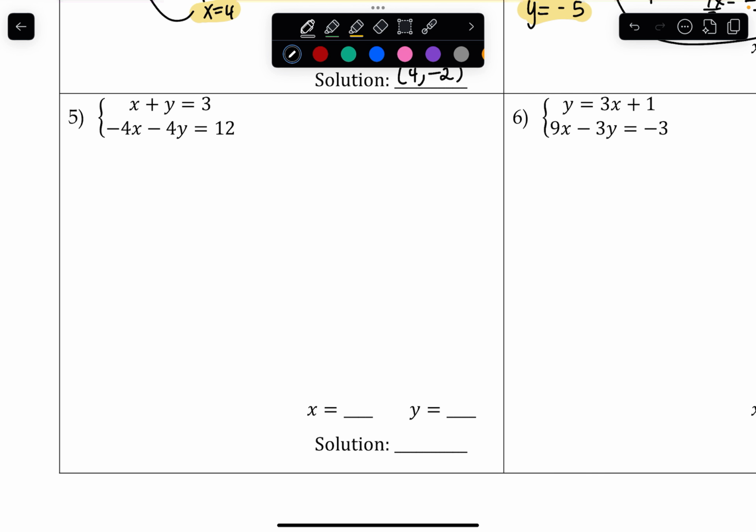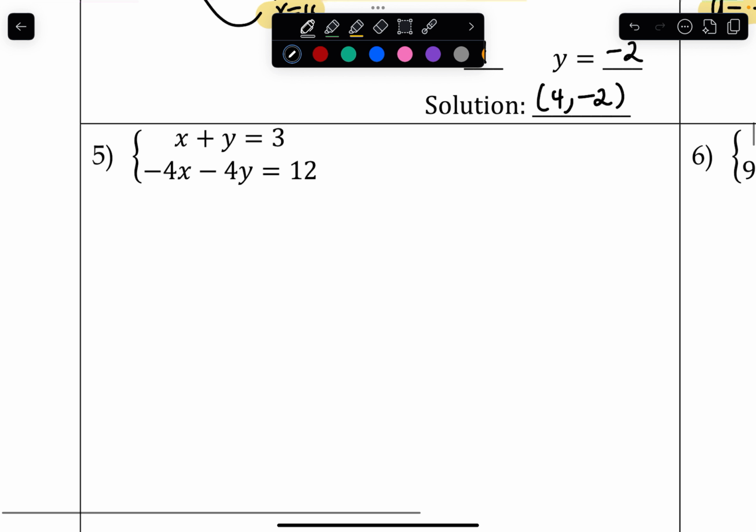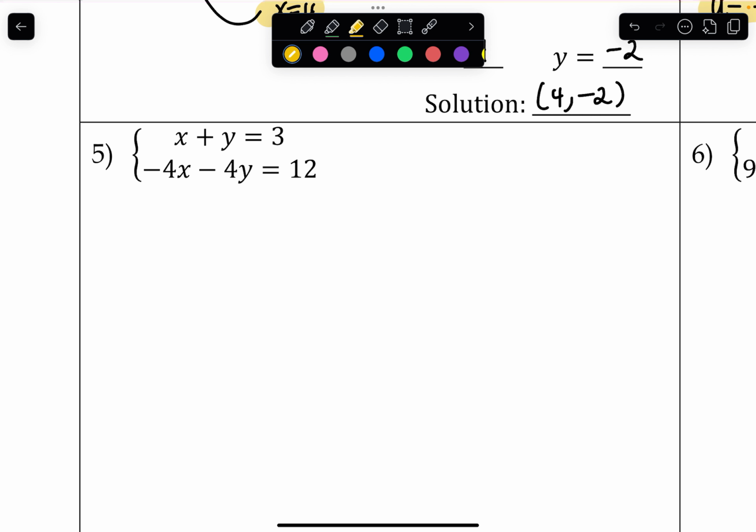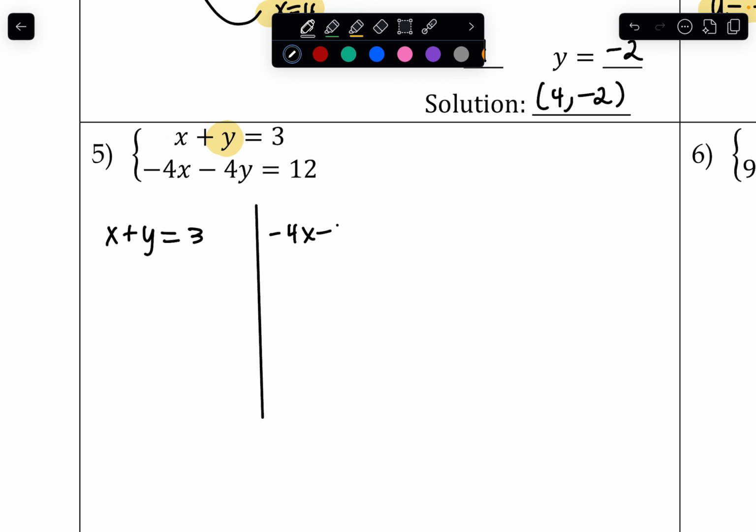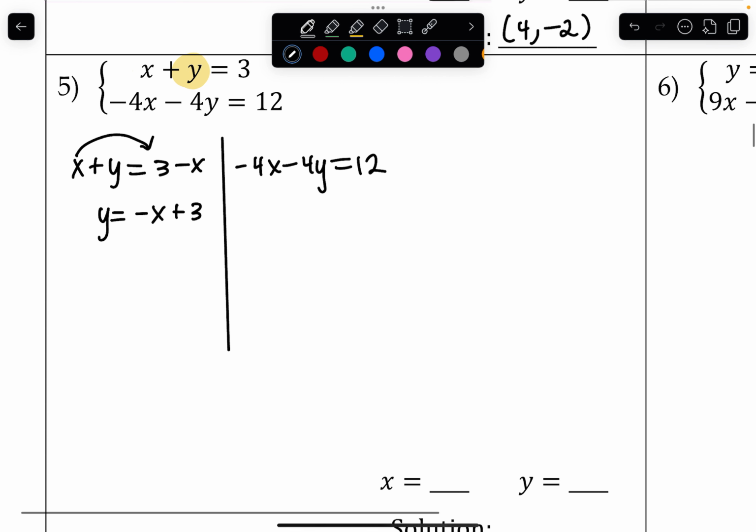Okay, on number 5, once again, none of the variables are already isolated. And so we can pick any equation. I think either x or y would be easiest to solve for. And so I'm going to solve the top equation for y. Okay, and so my other equation is going to go over here on the right. To solve it for y, we need to put the x on the other side. So y equals negative x plus 3.